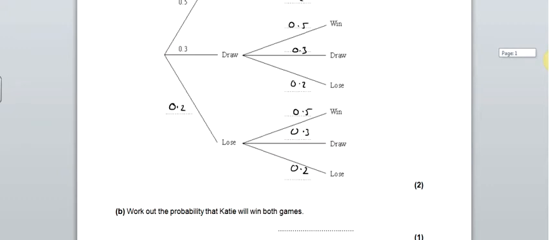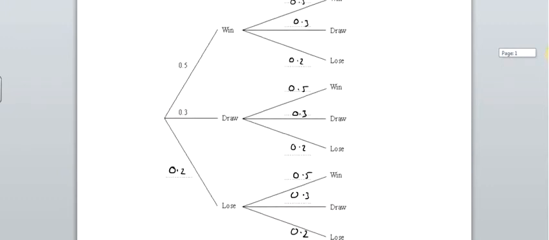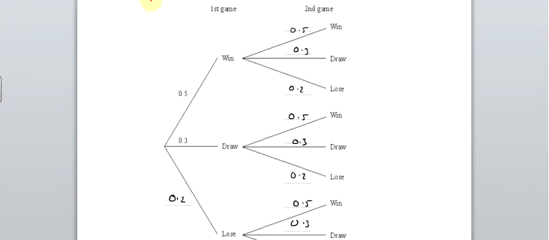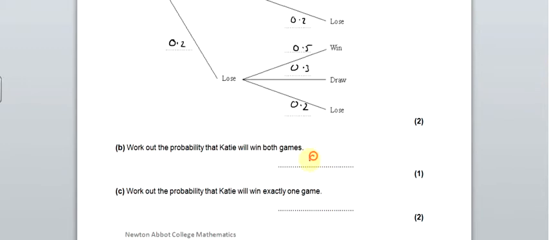Now, work out the probability that Katie will win both games. So, winning both games, that is this route through the tree. So win, win. So it's 0.5 times 0.5, which is 0.25. Be very, very careful if you get this on a non-calculator paper. And that's winning both games. 0.25. Well, that was hard.